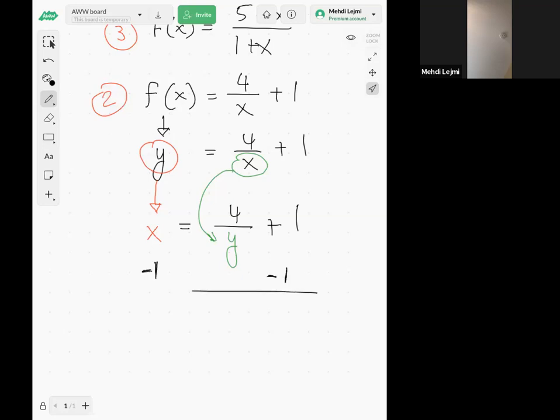So we're gonna have x minus 1 equal to 4 over y, right? As Leah was saying, the problem here is that your y is in the denominator. You want to move your y to the top, okay? So if you want to move the y to the top, you can flip the fraction on the right side, okay? If you flip the fraction on the right side, that will be y over 4.